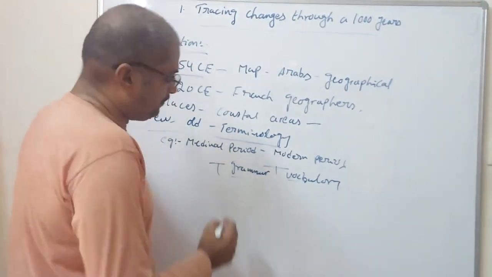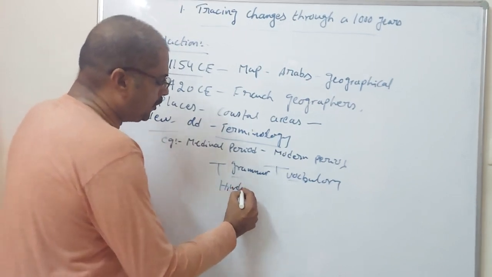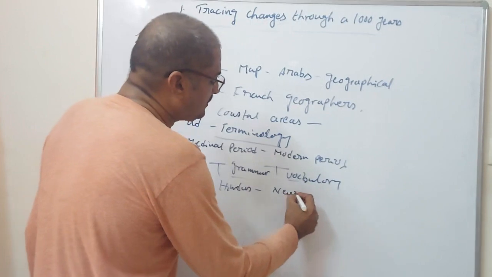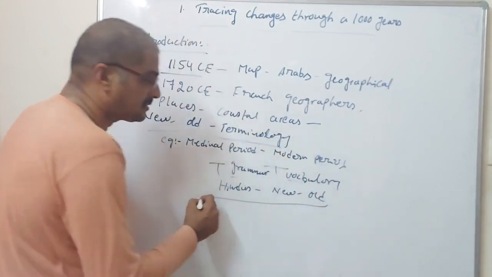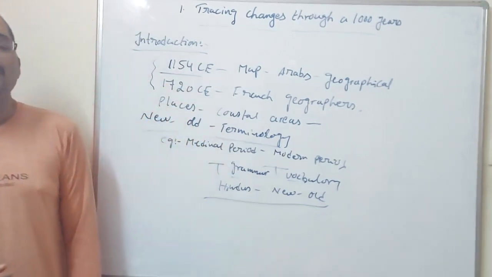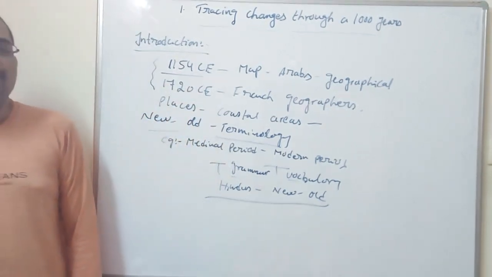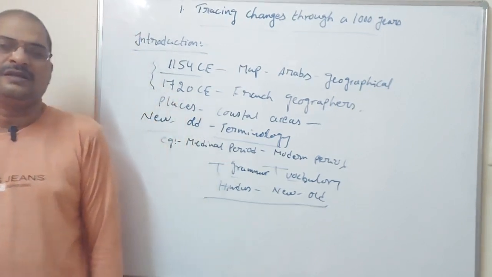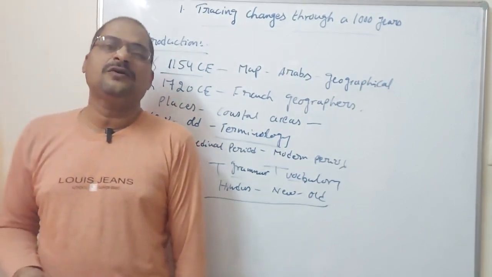Mainly Hinduism, and new and old names are there, old names and new names. There are different kinds of names mentioned in the place of Hinduism: Hindu community, Muslim community, Christian community. The different kinds of names are there.